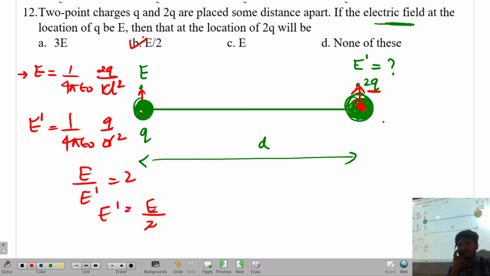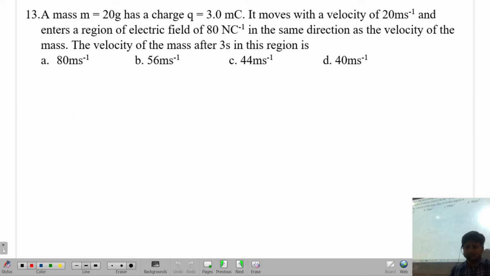Can I move ahead? Question number 13. Now come to the best questions. Look over here. A mass of 20 grams and a charge of 3.0 microcoulomb moves with a velocity of 20 meter per second, enters the region of electric field in the same direction as the velocity of the mass.